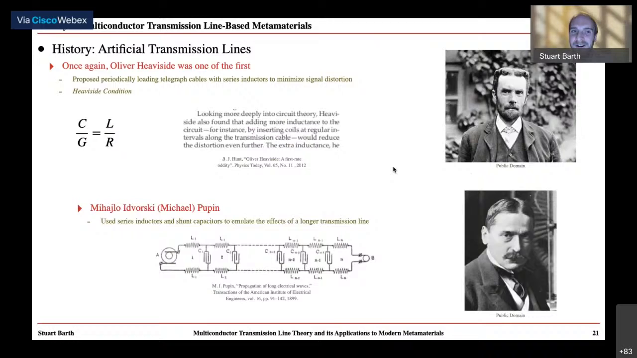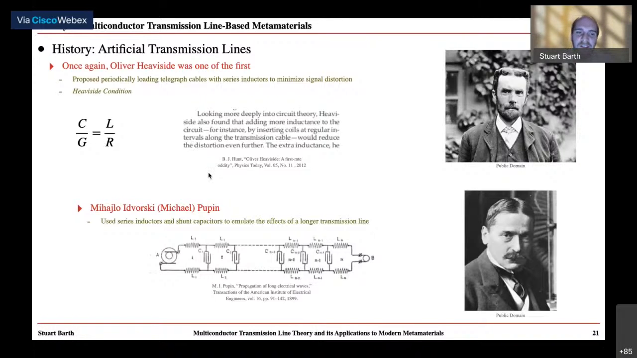So transmission line metamaterials actually came from a subset of artificial media, which is artificial transmission lines. Once again, Oliver Heaviside was one of the first investigators in this field. He proposed that signal distortion could be minimized along the length of a telegraph cable by periodically loading it with series inductors. Of course, we know that there's a condition which is now called the Heaviside condition, which I've shown in the equation here on the left, which basically tells us how to get a very low dispersion system. Because he couldn't affect the properties of his transmission line as he wanted to, he proposed creating this artificial transmission line through periodic loading. And that was way ahead of his time.